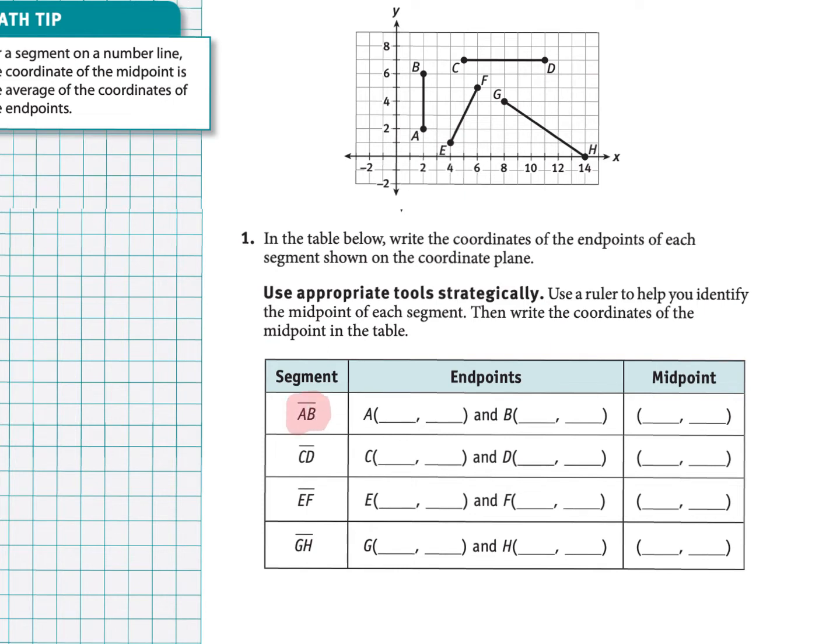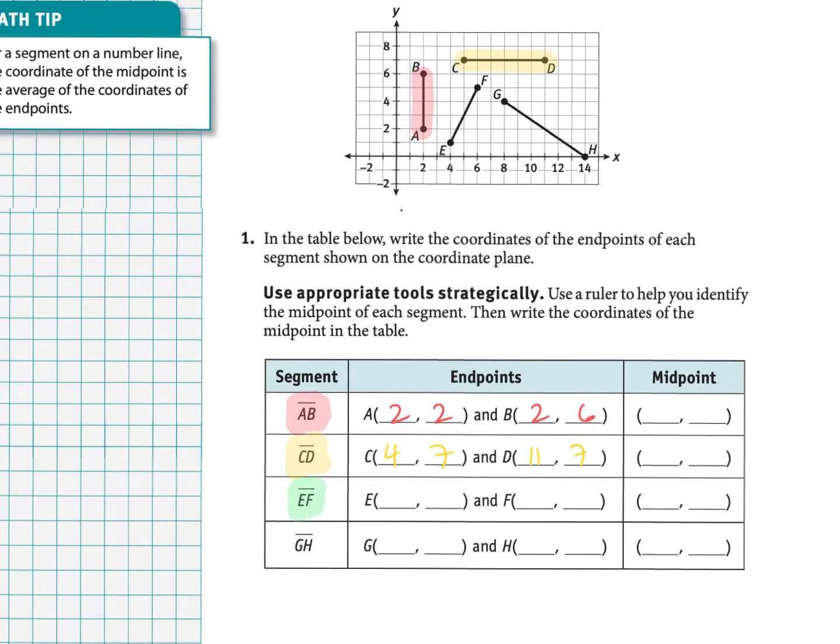So let's look at segment AB. We can write the endpoints. Let's start with A. It's going to be (2, 2). And for B, it's going to be (2, 6). Looking at our next segment, CD, we're going to see that the endpoints for C are going to be (4, 7). And for D, it's going to be (11, 7).